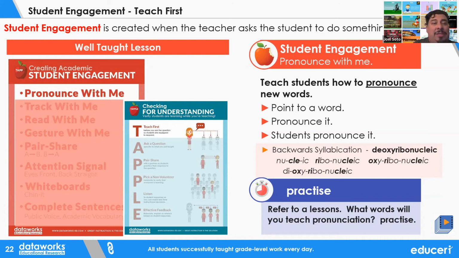Now, John, my question to you: when I see pronounce with me, what are your thoughts or ideas for students who are from mixed backgrounds? Sometimes we have EL, sometimes we have high socioeconomic. What do you like to do when you support them?